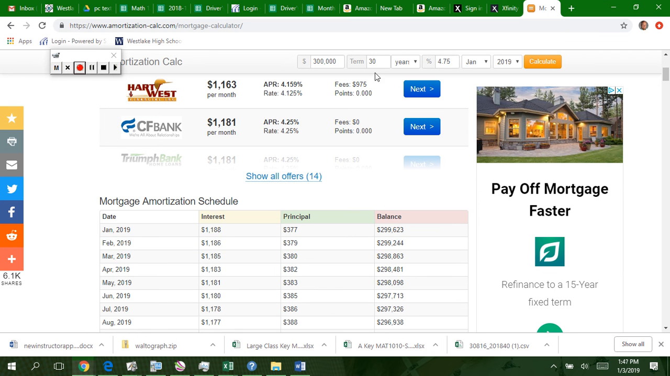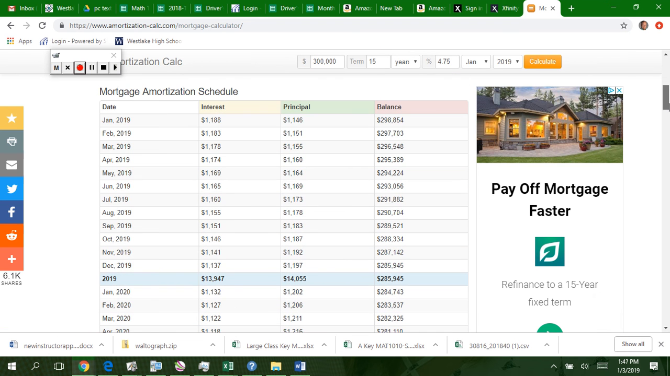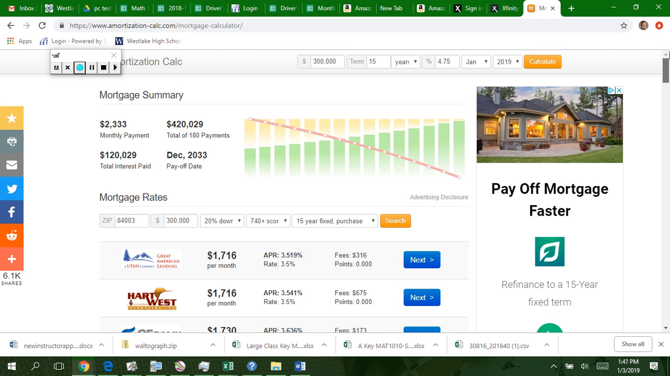And then if you change this to a 15-year loan, though, it is $800 more a month. But look how quick you're starting to pay more principal than interest. 6 months. Yep. Pretty crazy, huh? Anyway, just wanted to show that.